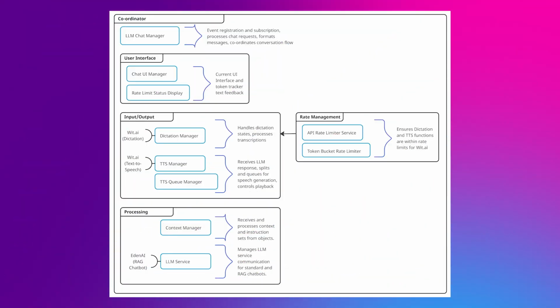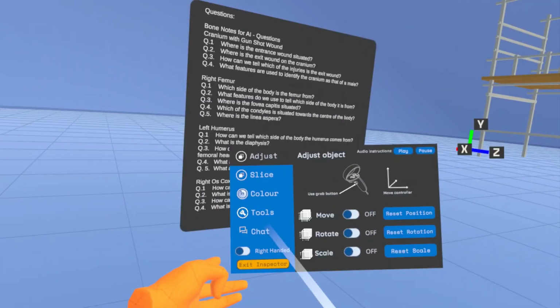The system is built on a modular architecture, and it combines MetaVoice SDK for natural speech interaction, Eden AI's multimodal LLM integration, context-aware response generation, and a rate limiter to manage the API calls for both dictation and text-to-speech.